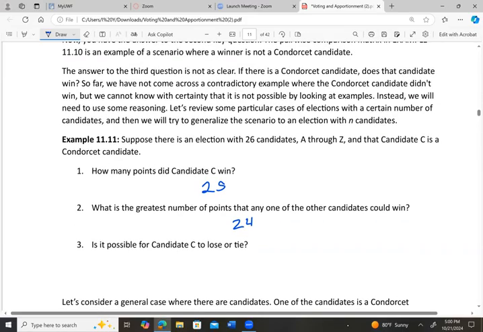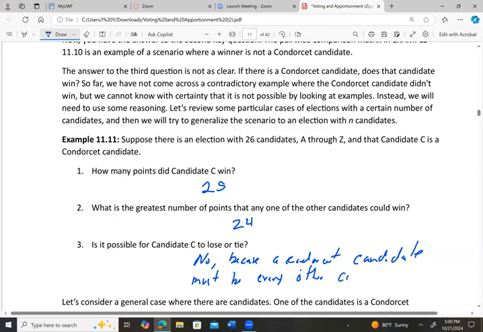Is it possible for candidate C to lose or tie? And that is a no, because a Condorcet candidate must beat every other candidate.